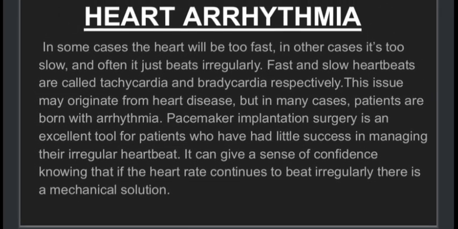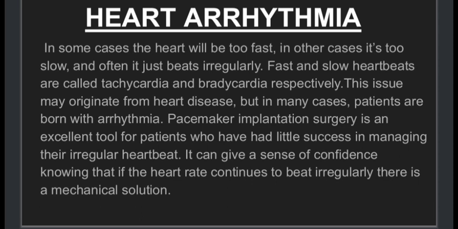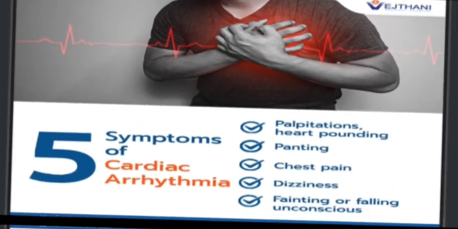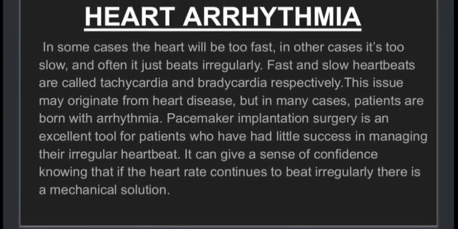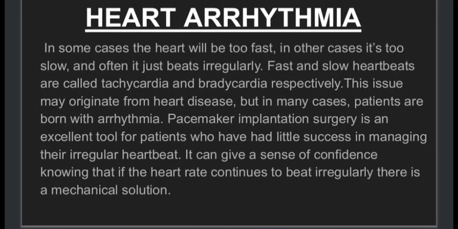Now let's move on to the second condition, that is heart arrhythmia. As I said already, arrhythmia means irregular heartbeats. Just go through these five symptoms of cardiac arrhythmia: palpitations, heart pounding, panting, chest pain, dizziness and fainting. In some cases, the heart will beat too fast. It is also known as tachycardia. In other cases, it's too slow. It's also called bradycardia. And often, it just beats irregularly. That is also known as arrhythmia.